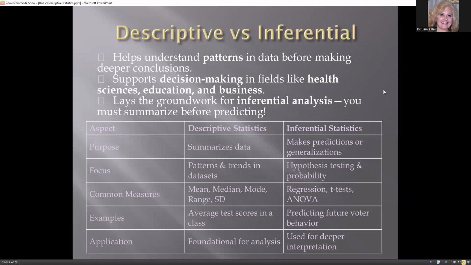So the differences here we can see. The descriptives help us to understand patterns in the data before we draw any deeper conclusions or test for them. They can support decision-making in fields like health sciences, education, and business, and lay the groundwork for inferential analyses. A lot of times there's assumptions about the data that must be true, and we usually start here. So we have some common reasons for using descriptives and inferential statistics you can see here.